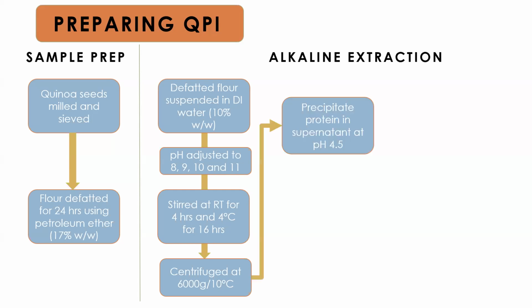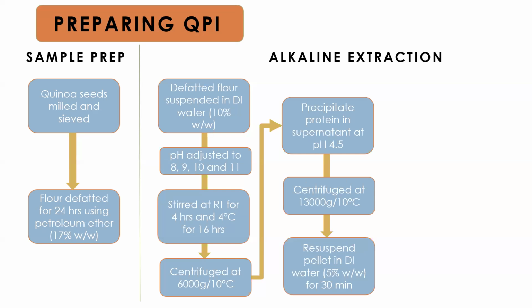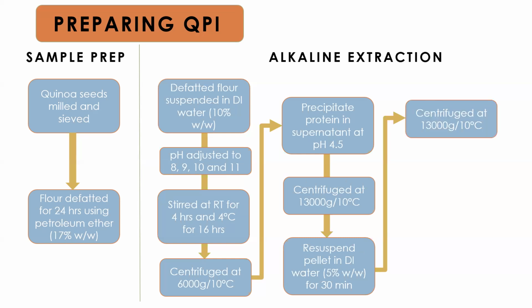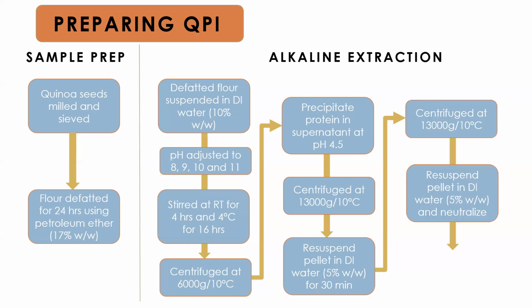Then the protein-rich supernatant was precipitated at pH 4.5 to collect the protein, centrifuged to separate the protein out, and then this protein-rich pellet was resuspended in water in order to help remove some of the salt. And this is important again because salt can interfere with the structural and functional properties of the protein. Then the protein-rich pellet was separated out again, resuspended in water, and neutralized to then be freeze-dried.